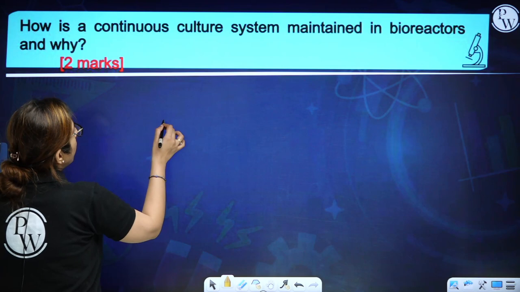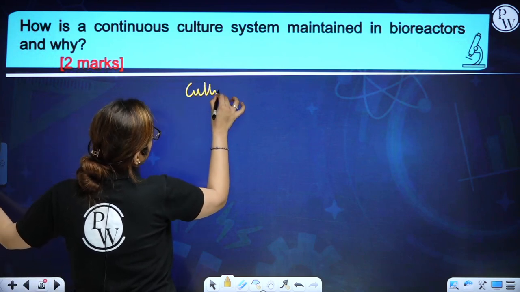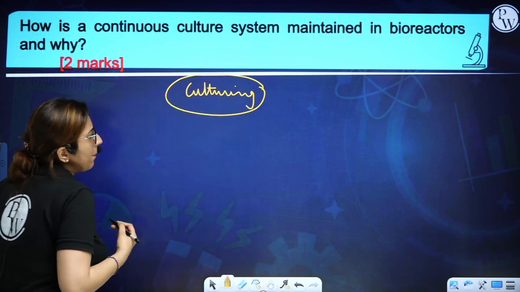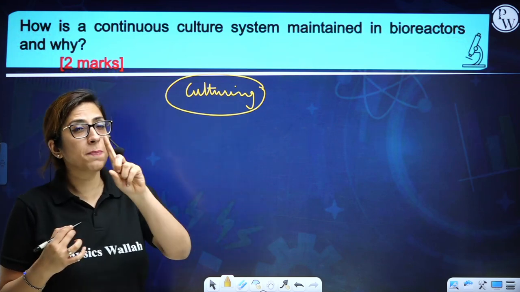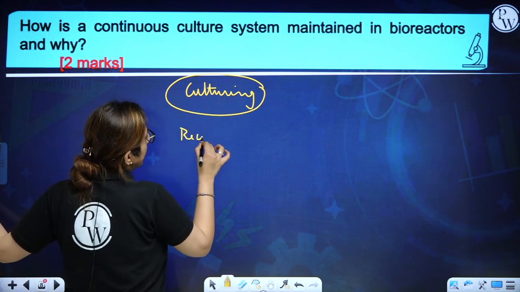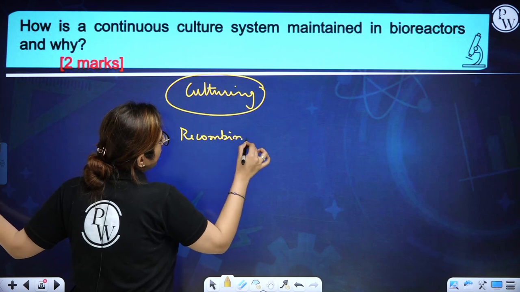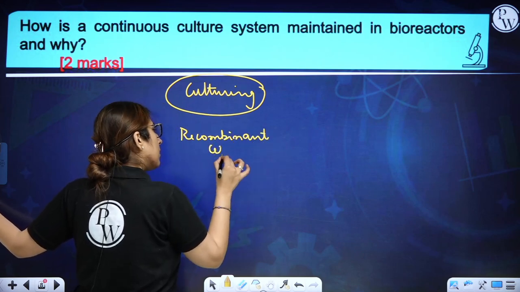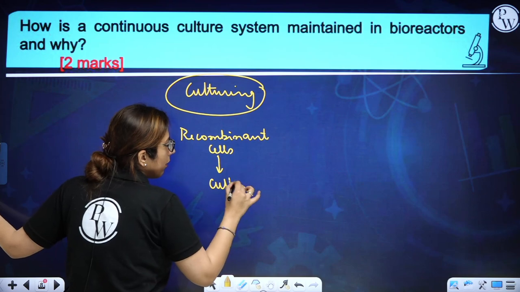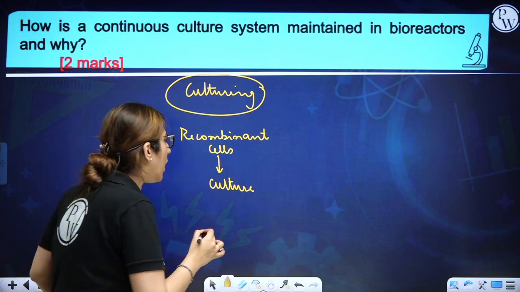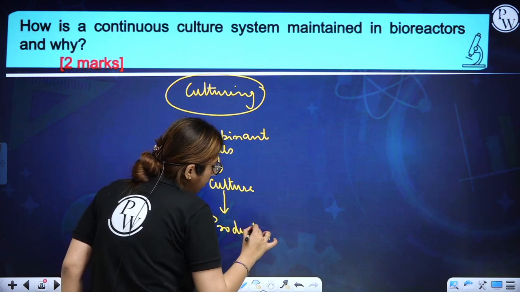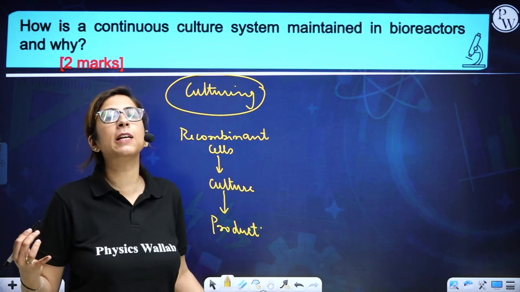Guys, when we talk about culturing, you remember, this topic is from the chapter Biotechnology Principles and Processes. So in the culturing, what do we do? We take recombinant cells, right? And we culture them. Why do we culture them? Because what we want is the product, our desired product. We need that product.